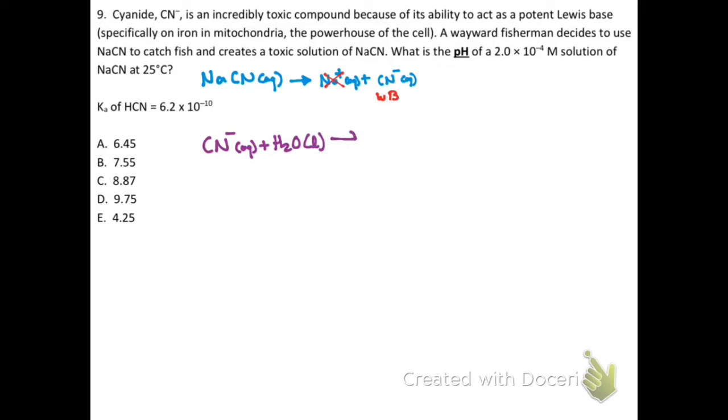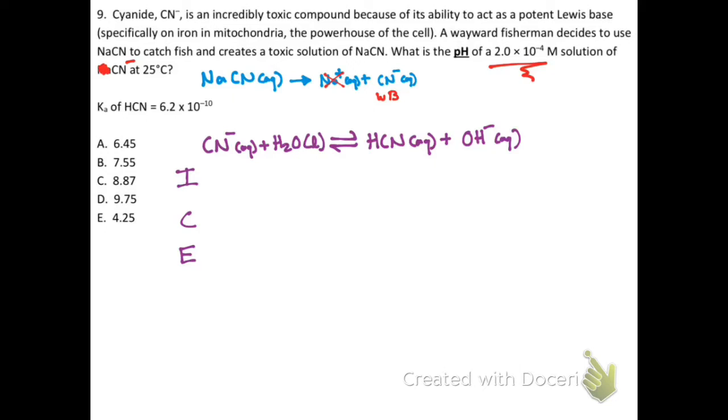It's going to be an equilibrium reaction, and our CN minus is going to grab a proton to form HCN, and we're going to form hydroxide here. Okay, so for any solution of weak acid or weak base, when in doubt, ice it out. I'm going to do an ICE table here. Classic. And in this problem, we're told that we're starting with a 2 times 10 to the negative fourth molar solution of NaCN. It's another way of saying, since it's a 1-to-1 ratio, that it's a 2 times 10 to the negative fourth molar solution of CN minus.